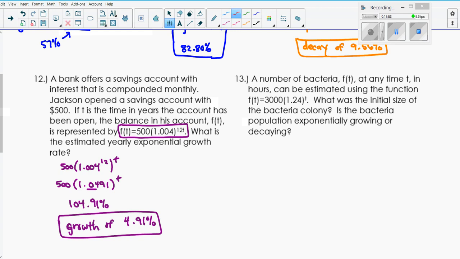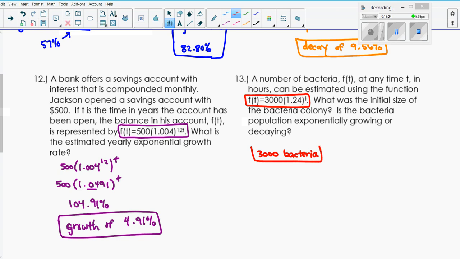Next one. A number of bacteria f of t at any time t in hours can be estimated using the function f of t equals 3,000 times 1.24 raised to the t. Okay, what is the initial size of the bacteria colony? So 3,000 bacteria, right? That's your initial.